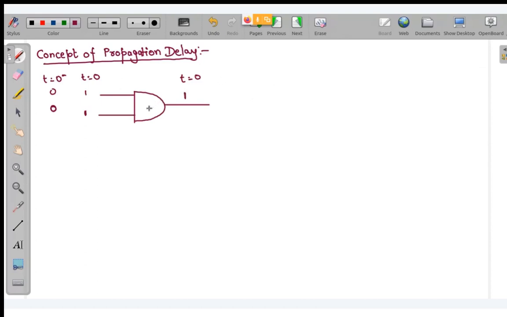But assume this AND gate is a practical AND gate and it has 2 nanosecond delay. So at t equal to 0 minus, if inputs were 0 0, and at t equal to 0 I apply 1 1, then after 2 nanoseconds the output will be equal to 1. Now assume, still with this practical AND gate, at t equal to 0 minus my input was 0 0 and at t equal to 0 I applied input 0 1.